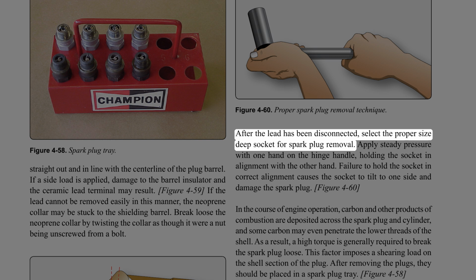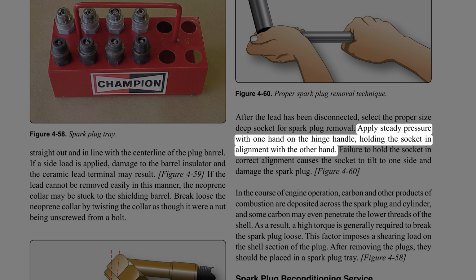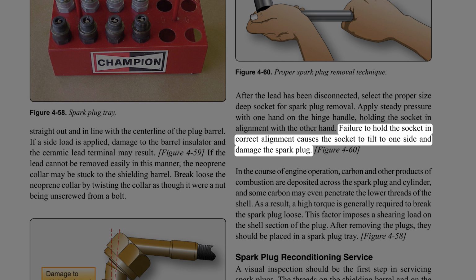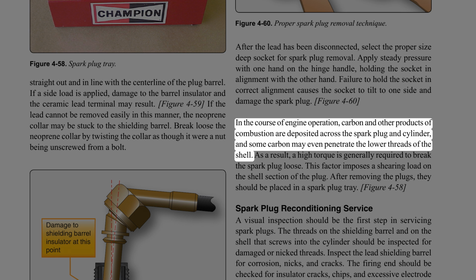After the lead has been disconnected, select the proper size deep socket for spark plug removal. Apply steady pressure with one hand on the hinge handle, holding the socket in alignment with the other hand. Failure to hold the socket in correct alignment causes the socket to tilt to one side and damage the spark plug. In the course of engine operation, carbon and other products of combustion are deposited across the spark plug and cylinder, and some carbon may even penetrate the lower threads of the shell.